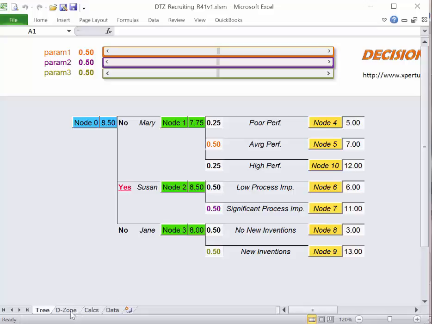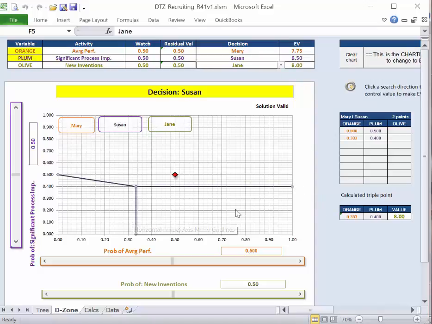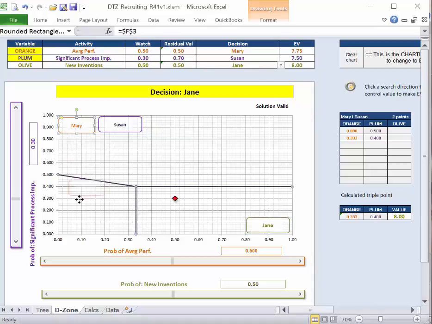Let's move on to the D-zone map. Here we have the D-zone map. The first thing to do is assign the decisions. Mary, Susan, and Jane. Here the labels have been assigned and plot. Here we have the 3 zones. This is Susan. When we cross over, we have Jane. And this, of course, will be Mary.